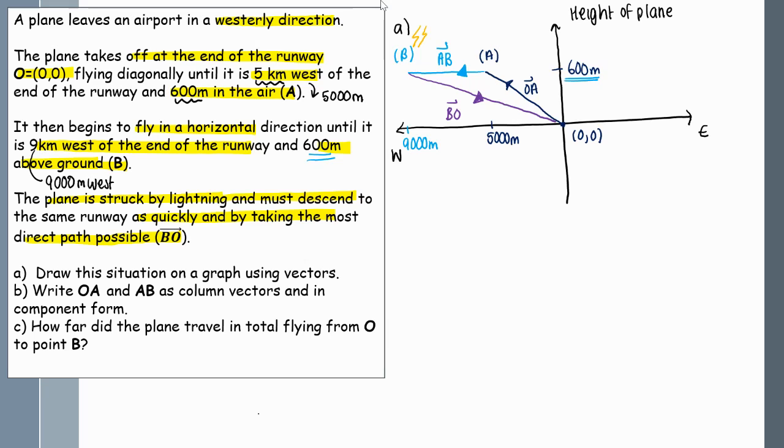Now we've done that, we need to write OA and AB as column vectors and in component form. Because we're going to the left, remember it will be negative 5,000 meters, and we're going up, so positive 600 meters. Of course, if you did this in kilometers, it will be a different vector. If you change it to component form, you just put the minus 5,000i plus 600j.